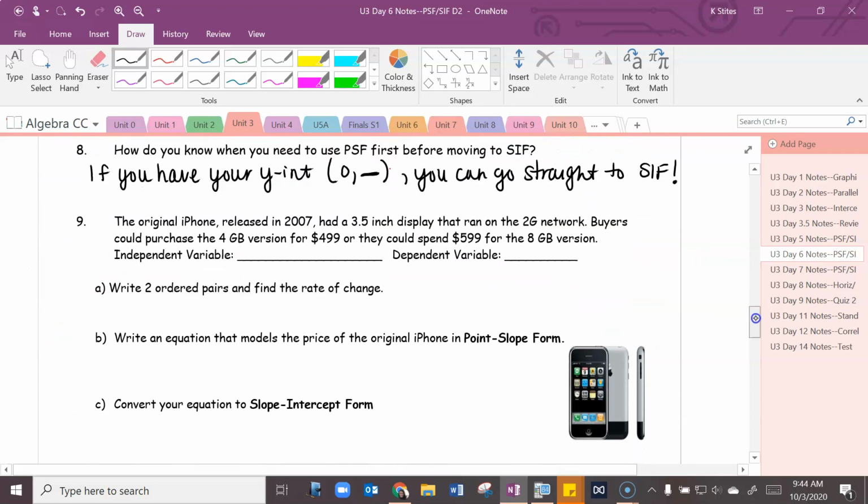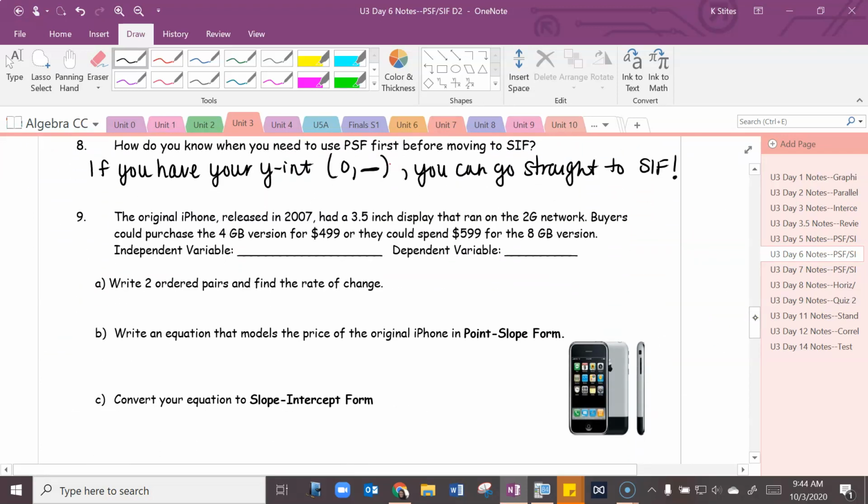All right, well, let's look at some context for these situations. The original iPhone released in 2007 had a 3.5-inch display that ran on the 2G network. Buyers could purchase the 4 gig version for $499, or they could spend $599 on the 8 gig version. For independent and dependent variable, that would be our cost or our money. Remember, money is always dependent. And the other variable that we're talking about here are your gigs. That would be your independent variable, because the cost would depend on the number of gigs of the phone.